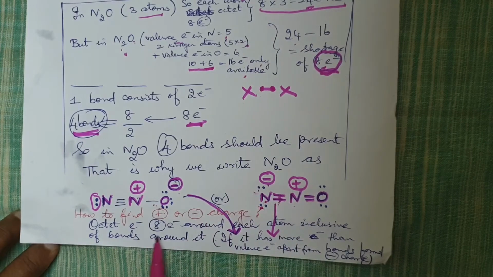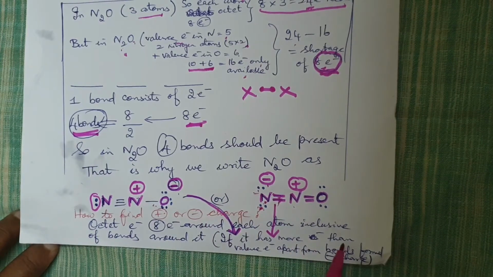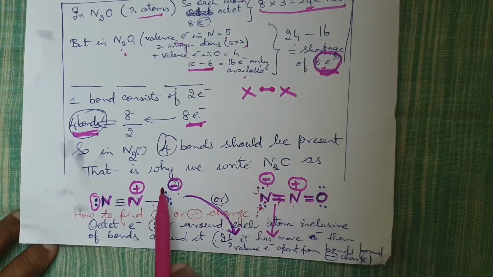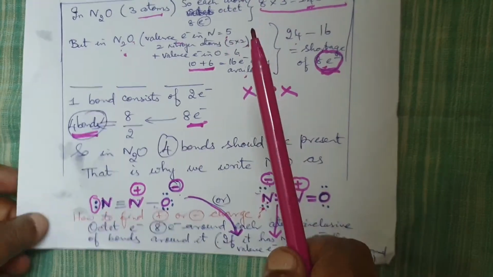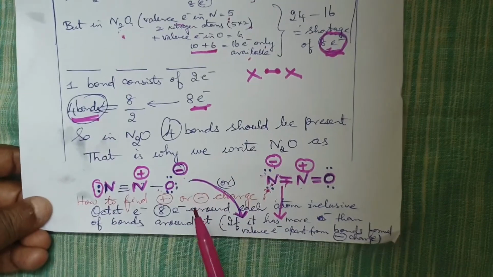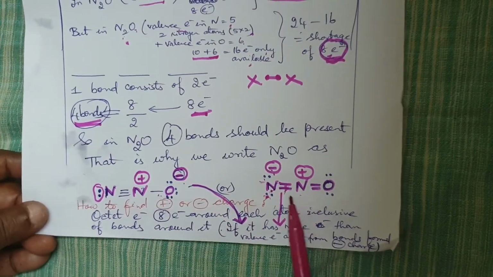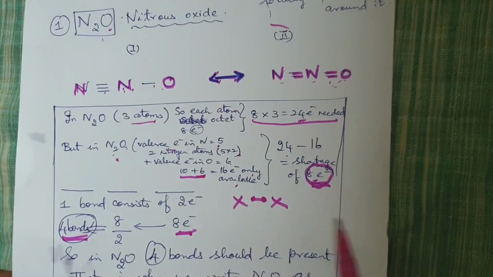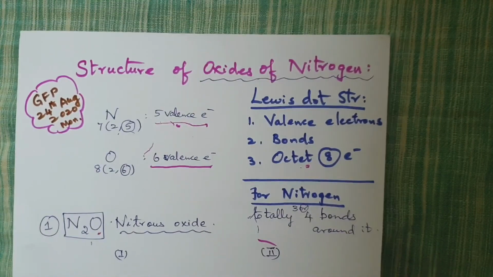So if it has more number of electrons than the valence electrons, apart from the bonds that are being formed, that particular element will carry a negative charge. So this is how for each of the structures you will write down the structure with the bonds, and secondly whether they have a positive or the negative charge can easily be found out, for all the oxides as well as the oxyacids of nitrogen.